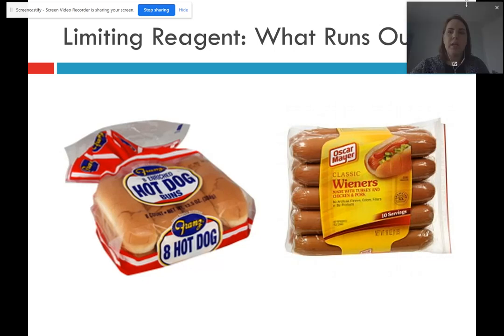All right. So a limiting reagent, we talked yesterday a little bit about excess reagent. If something is not an excess, it is limiting, okay? The limiting reagent is essentially what's going to run out first.